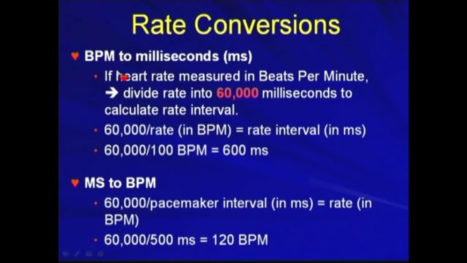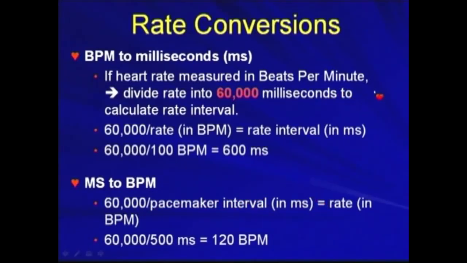So to convert beats per minute to milliseconds, if the heart rate is measured in beats per minute, you divide 60,000 milliseconds by the rate to calculate the rate interval. That is, 60,000 milliseconds divided by the rate gives the rate interval in milliseconds. Alternatively, to change from milliseconds to beats per minute, you divide 60,000 by the interval in milliseconds, and you get the rate.